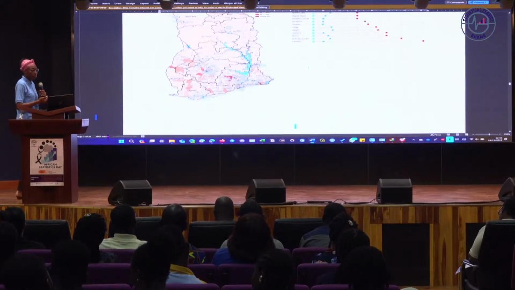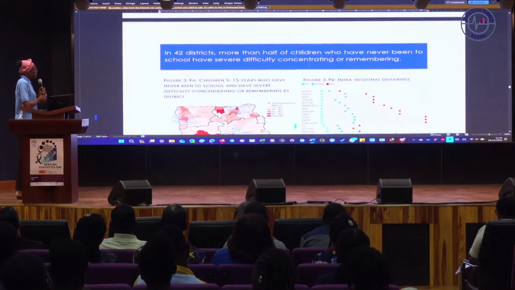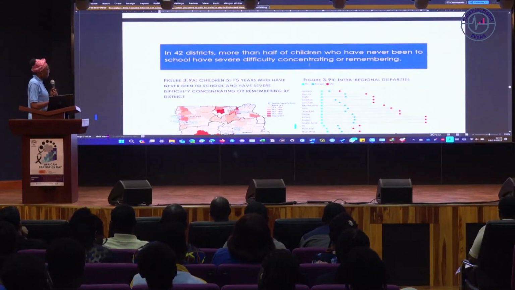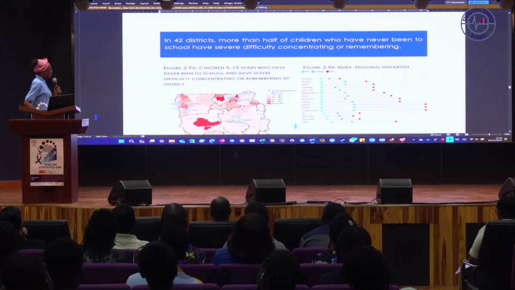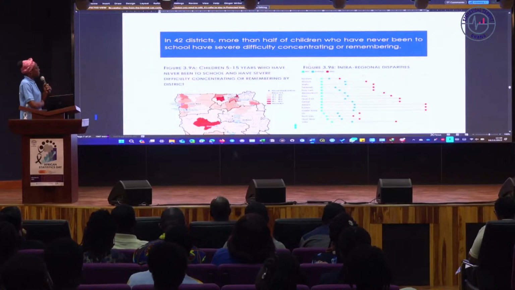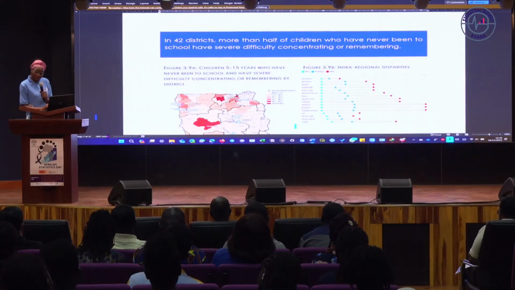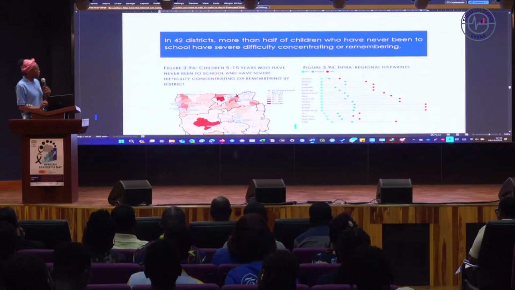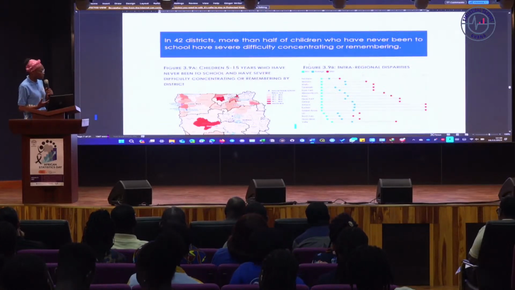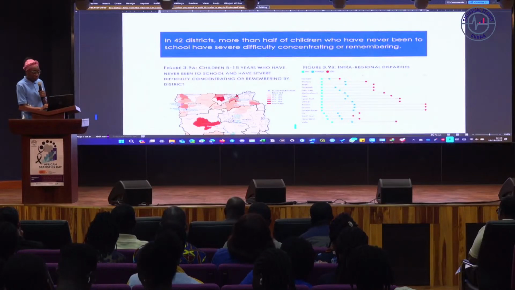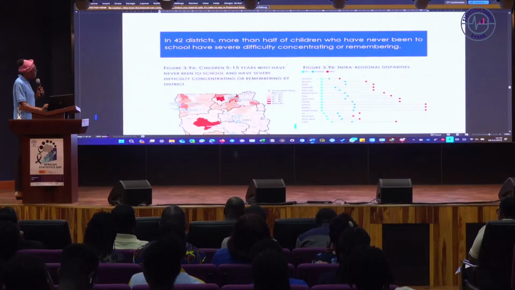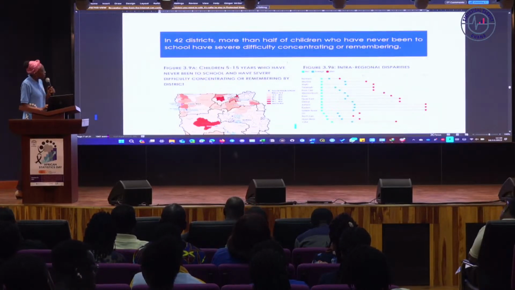Right, so moving on to challenges with remembering or concentrating. Once again, there are 42 different districts across the country where more than half of the children who have never been to school are children who have severe intellectual challenges or difficulties. That's concentrating or remembering. And again, it's clear from the map how these are distributed mainly in the southern part of the country.